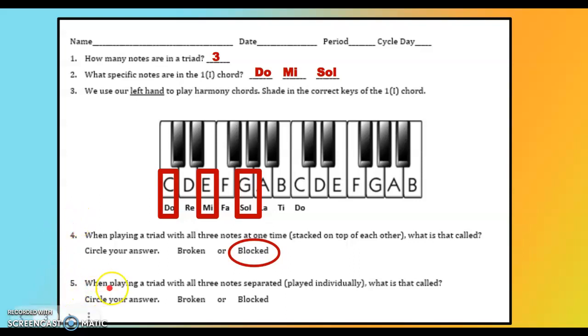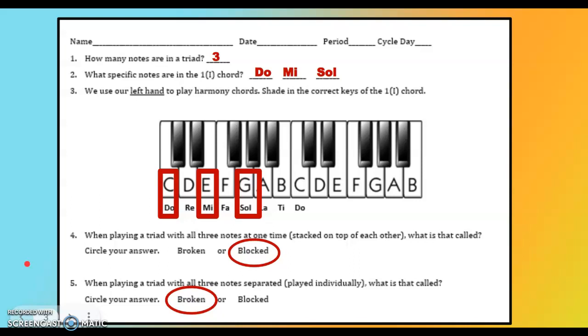Number 5. When playing a triad with all 3 notes separated or played individually, what is that called? Is it broken or blocked? It is broken when we play the notes individually. If you got that correct, give yourself a check. If it was wrong, give yourself an X.